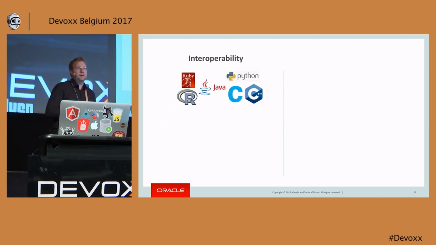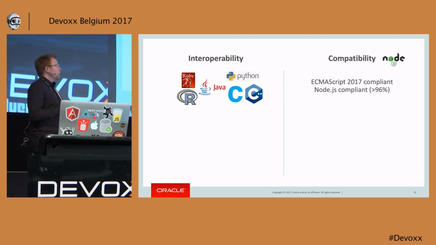So what's the big deal about GraalVM? It allows you this interoperability. I already talked about that. Compatibility: Node.js, how good are we? We can run everything that's in ECMAScript 2017, so the current spec, we can execute it. We're already working on the next standard, ECMAScript 2018. Not sure what will definitely be in there, but we're already working on those features.